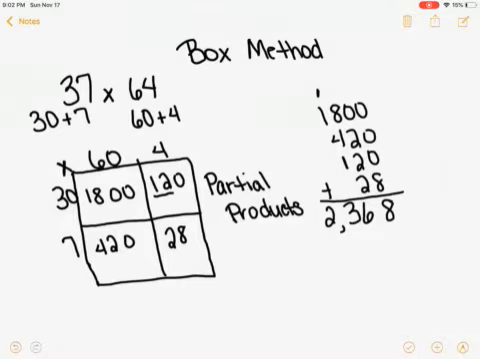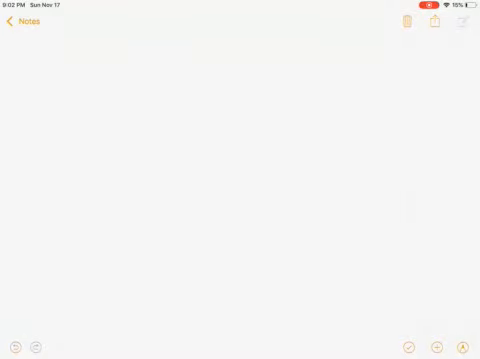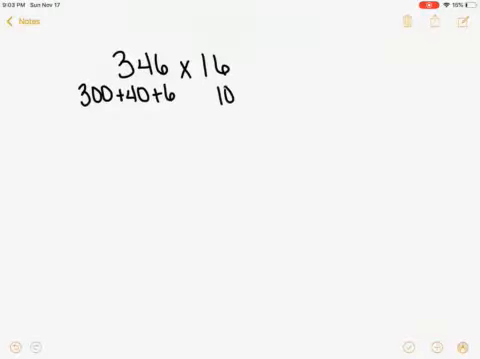Let's try another one. Let's do 346 times 16. So the first thing that I'm going to do is decompose my number. So 300 plus 40 plus 6 and 10 plus 6. Then I'm going to draw my box.